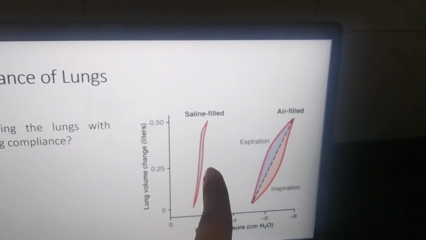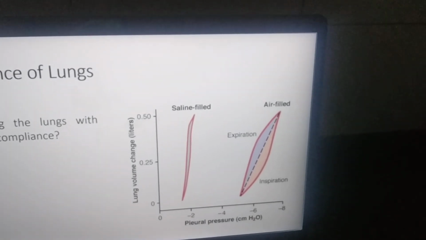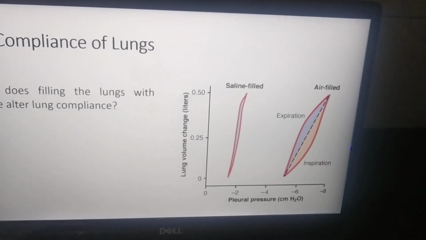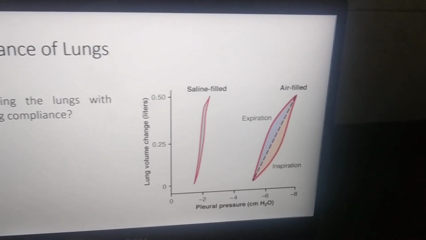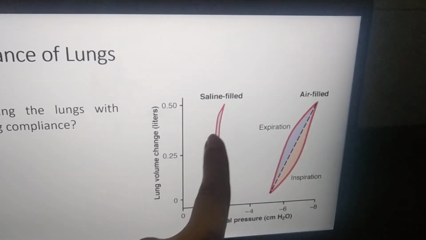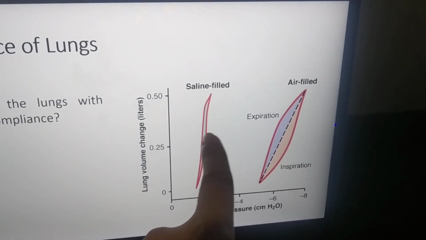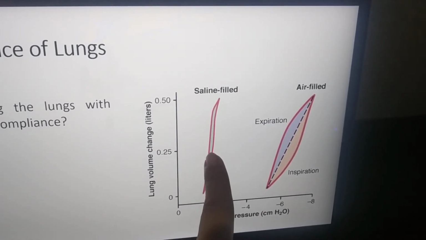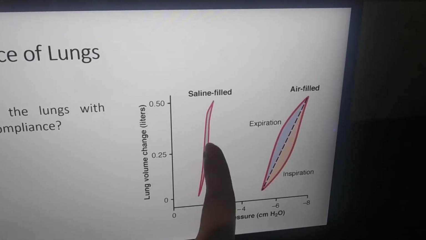Then if we fill the lung with saline, what happens? Here we can see that this work of breathing is very less. This area between the inspiration curve and expiration curve is very small. That is, the work of breathing is very less. So if the lungs are filled with saline, there is no air-fluid interface, therefore the surface tension effect is not present. Only tissue elastic forces are operative in the saline-filled lung.